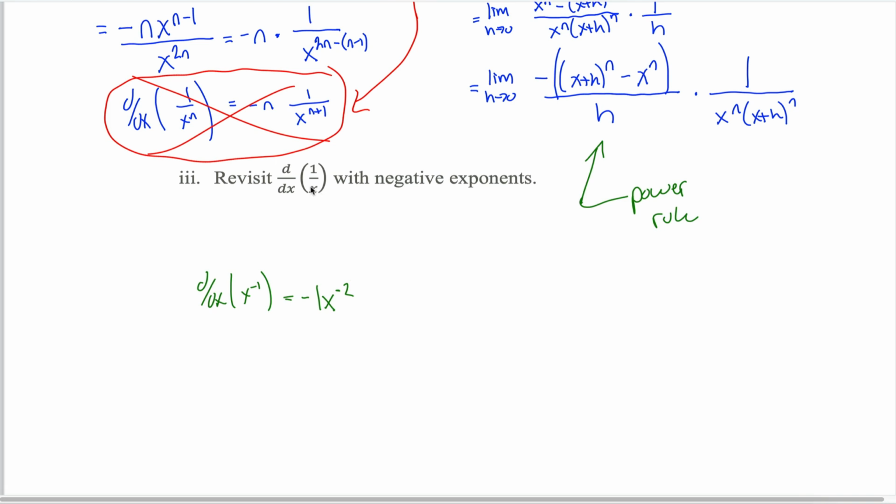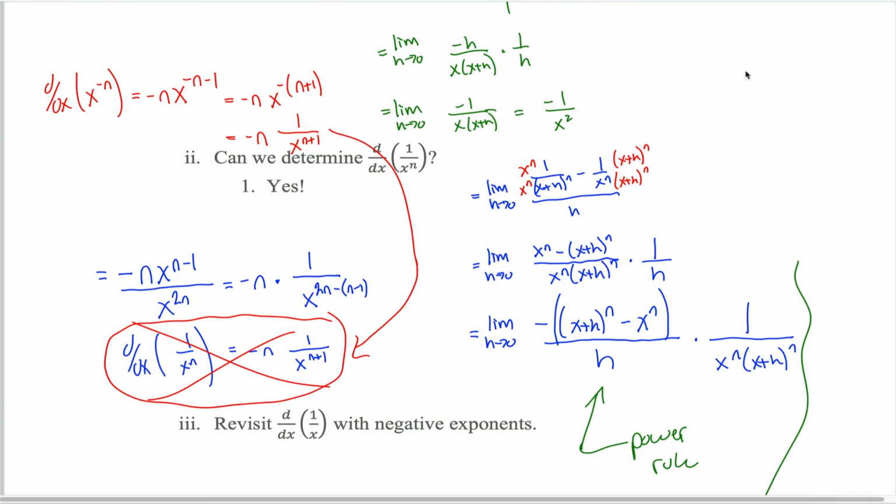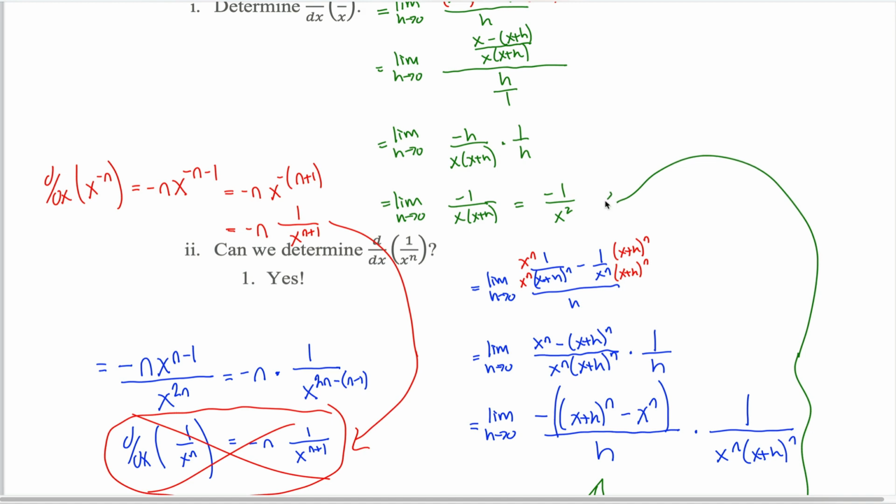The standard is, if your question is given without negative exponents, it's a good idea to write your answer without negative exponents. So it's a good idea to rewrite this as negative 1 times 1 over x squared. Remember, x to the negative 2 is the same as 1 over x squared. What I have written right here is negative 1 over x squared, which is the exact same thing that I came up with way over here.